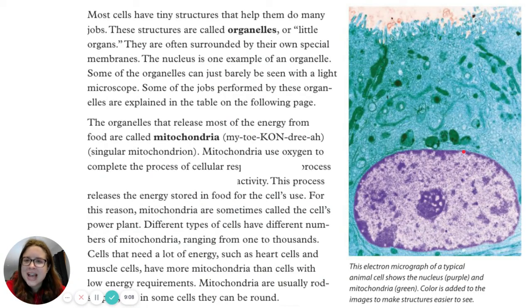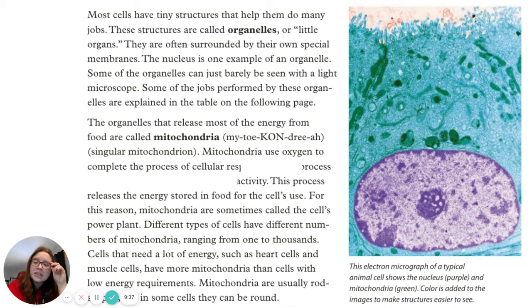Most cells have tiny structures that help them do many jobs. These structures are called organelles, or little organs. We learned this already. They are often surrounded by their own special membranes. The nucleus is one example of an organelle. Some of the organelles can just barely be seen with a light microscope. Some of the jobs performed by these organelles are explained in the table on the following page.